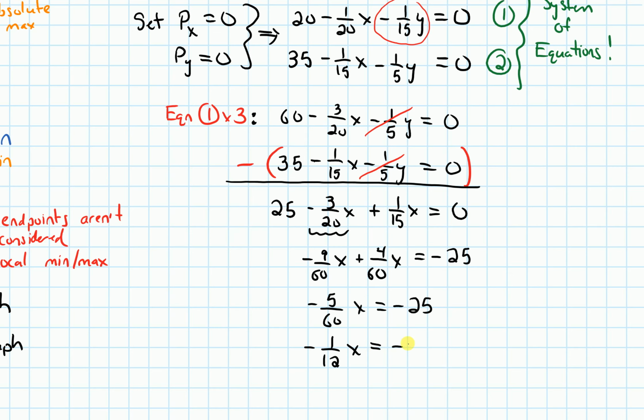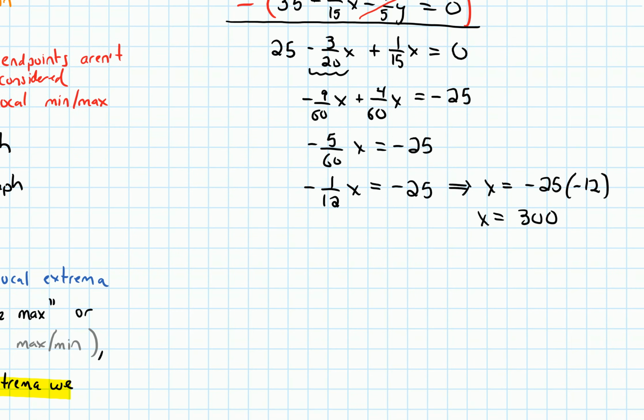And negative 5 over 60 simplifies to negative 1 over 12. x equals negative 25. And now I can isolate the x if I multiply both sides by negative 12. So we get negative 25 times negative 12. And then multiplying those, we get 300. So we have our value of x. So now to get y, we can plug this value of x into either equation here.